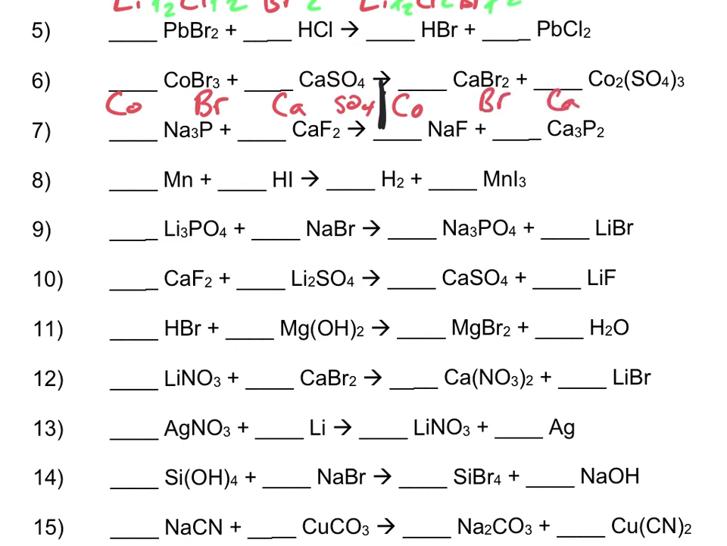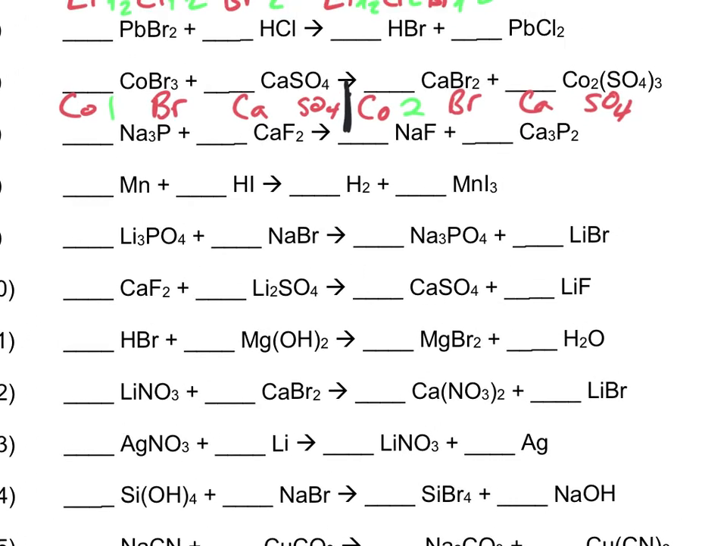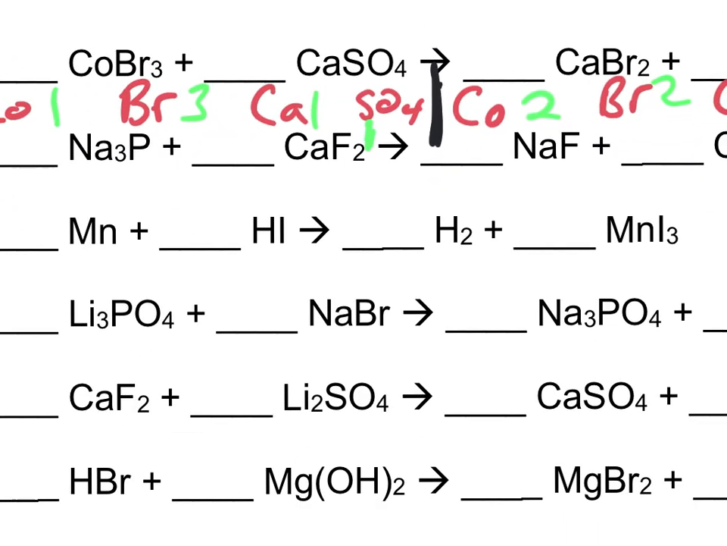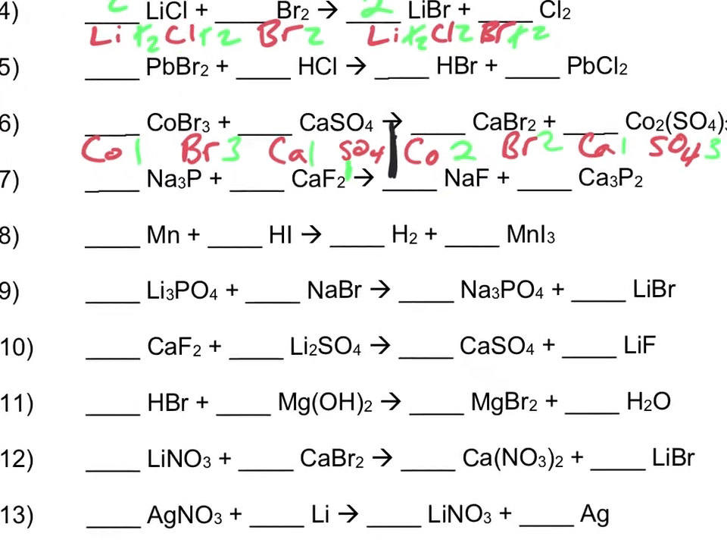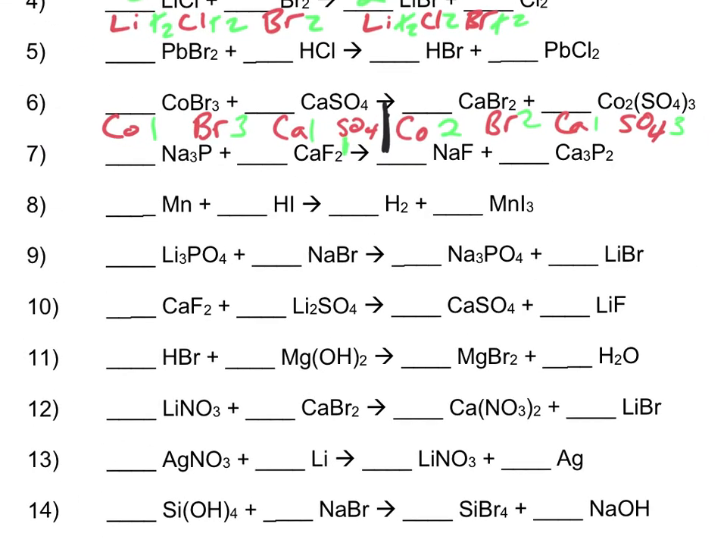Bromine. Neat handwriting helps in chemistry, which is one of my weak points. 1 cobalt, 2 cobalts, 3 bromines, 2 bromines. There's an odd-even situation that'll be easy to remedy. 1 calcium, 3 sulfates. I didn't leave myself room for the sulfates, so I just put a 1 underneath it there. Okay, so like I said, we've got an odd-even situation with bromine.